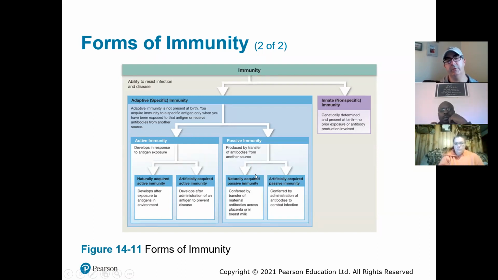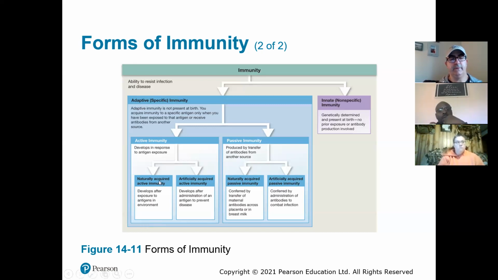An example of natural would be the antibodies passed from a mother to a newborn infant during breastfeeding. Artificial, they can actually take antibodies from a healthy individual and inject them into somebody who's sick, just to give them temporary immunity to something until their own immune system is strong enough. Active immunity can also be natural or artificial. Natural would be just getting whatever illness that is. Chickenpox, for example, if you get the chickenpox, you are immune to them after you get them once because you've had them.